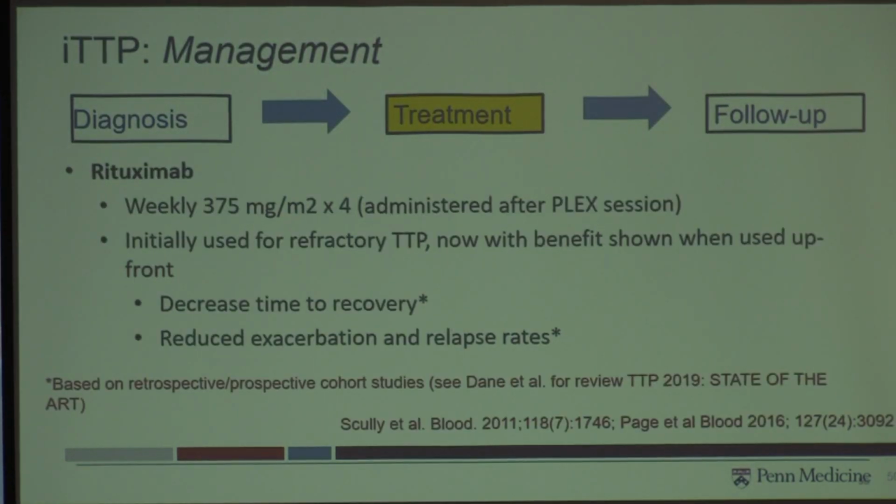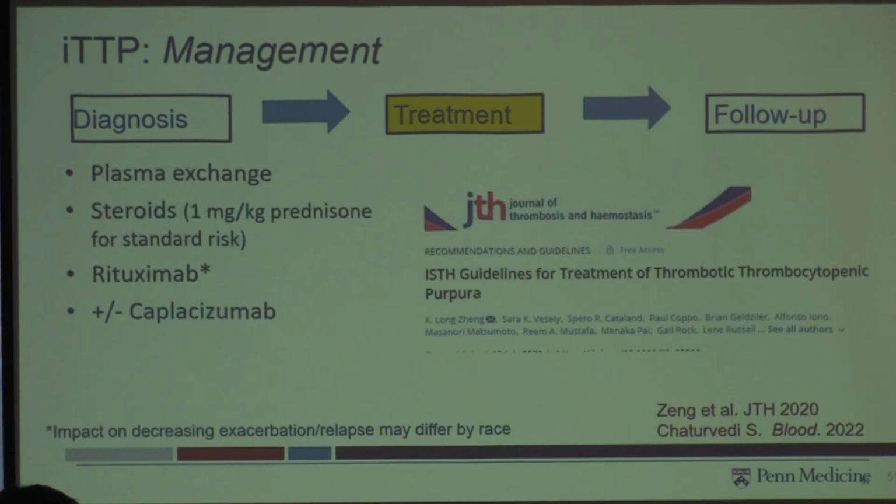And so rituximab was originally just used for patients who are very refractory to treatment, but now we've actually moved it up. It's been shown to be effective, to be given kind of earlier in treatment. And it's been shown to be able to decrease the time on plasma exchange and potentially reduce the exacerbation rate. And that means the chance of getting TTP again.